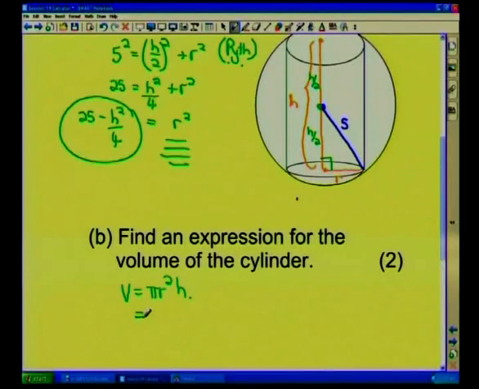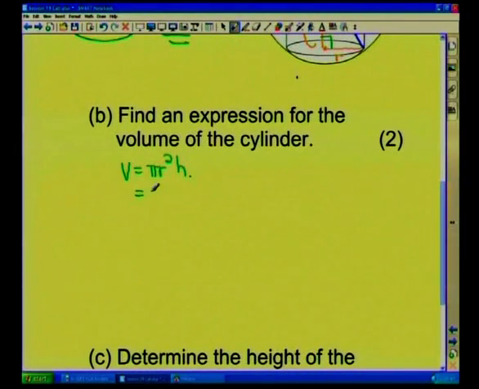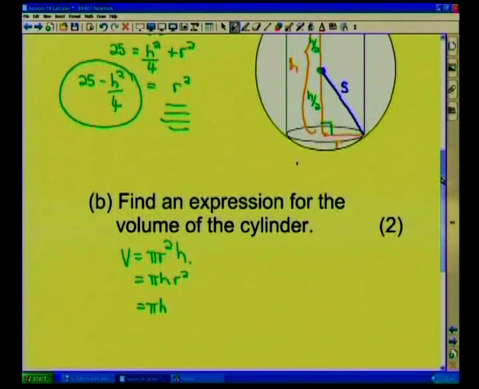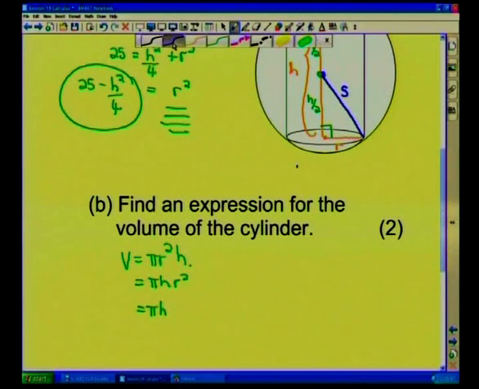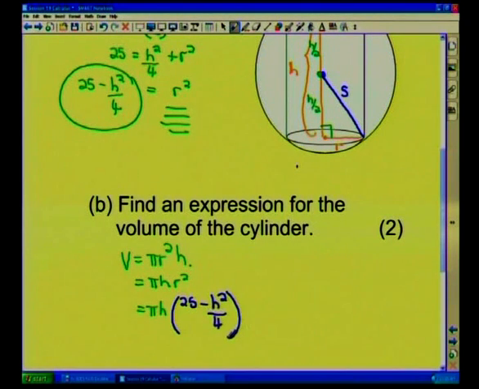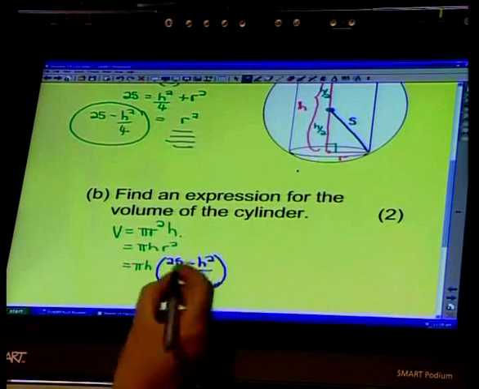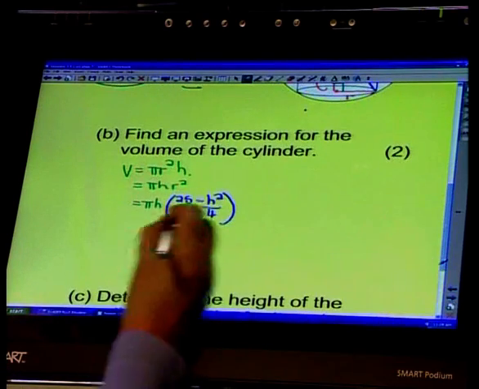So at this stage, I could say it's equal to pi r squared. Oh, sorry, let's reverse that and write it as pi h r squared. Then we can go over here and say pi h, and in place of r squared I can put that in. Let's put it in another color so we realize it's a substitution: 25 minus h squared over 4. They didn't say to give it in terms of h, so if you'd left it up the top, they would have had to accept it. But I think it's 2 marks, so let's take it a bit further. We probably will need to do it at some stage.